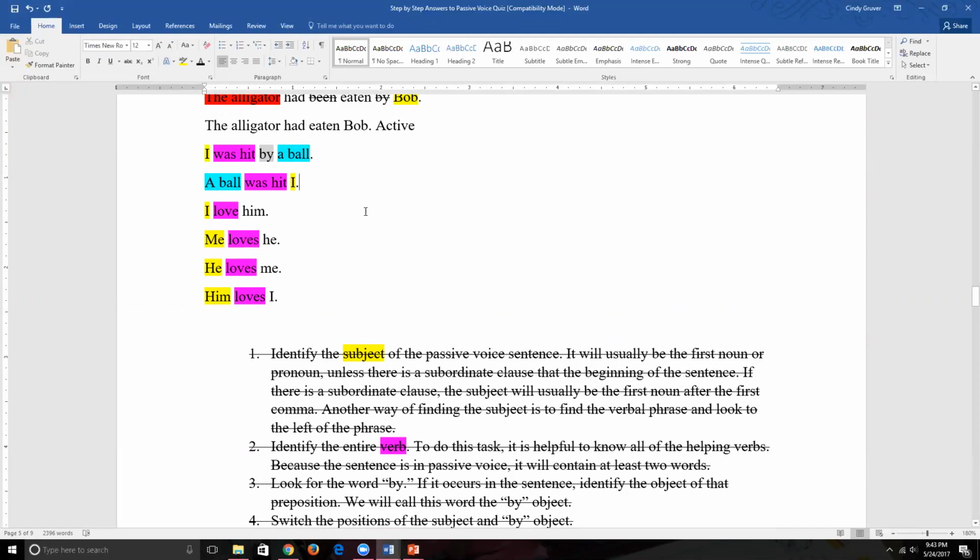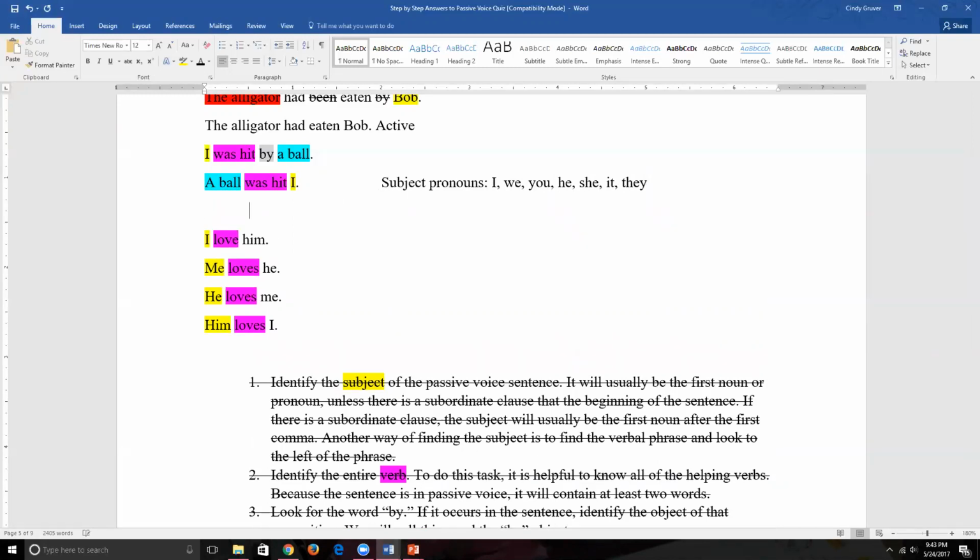So in English, the subject pronouns are I, we, he, she, it. Switch this, put you up here. You, and they.